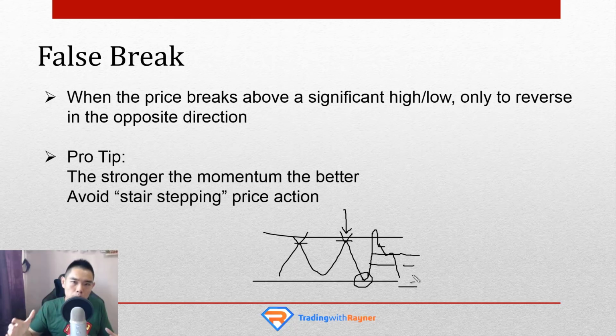And if those stop losses from the breakout traders get triggered, that would induce further selling pressure. Am I right? Because if you're a breakout trader, you set your stop loss, that stop loss is a sell order. And if those sell orders get triggered, it would fuel more selling pressure. And this is what the false break technique is all about. So let me share with you a few examples.